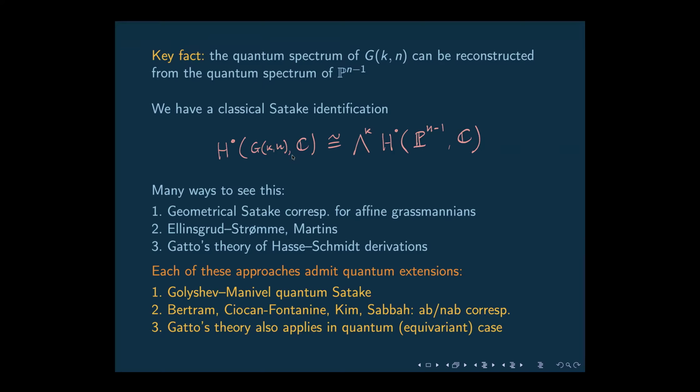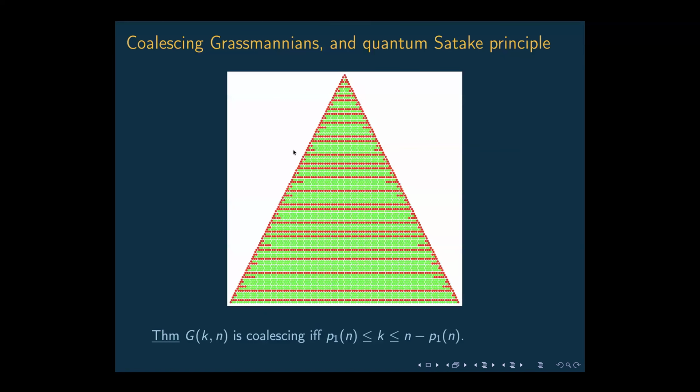The key fact I used is the following. The quantum spectrum of a Grassmannian G(k,n) can actually be reconstructed from the much simpler quantum spectrum of a projective space P^(n-1). In the previous slide, recall that the spectrum of projective spaces is simple. You never have coalescences, and it represents one of the two red borders of this triangle. The other border is represented by dual projective spaces of hyperplanes.